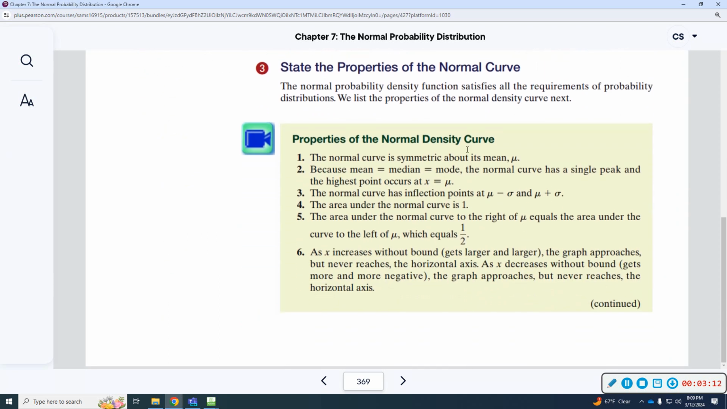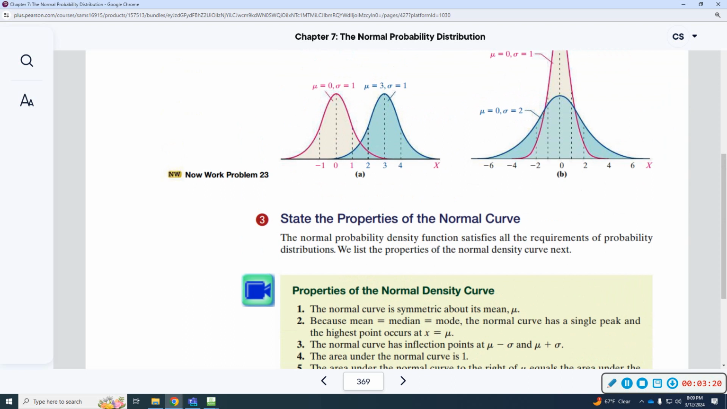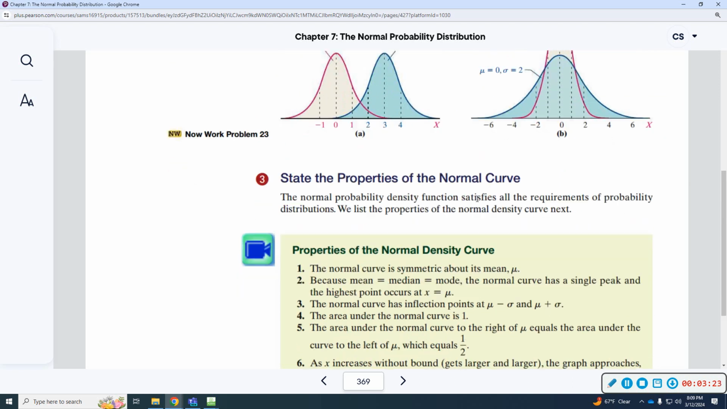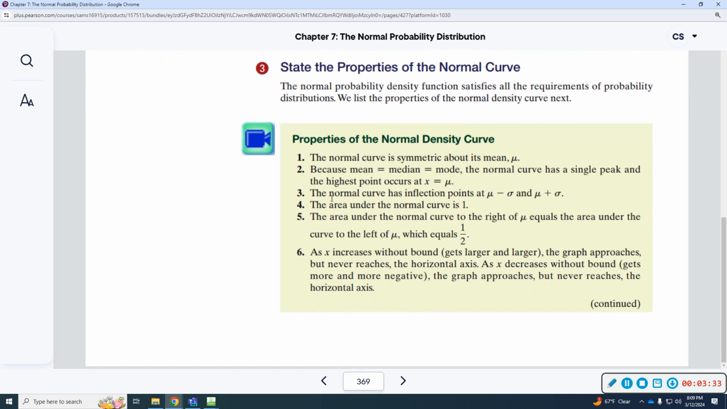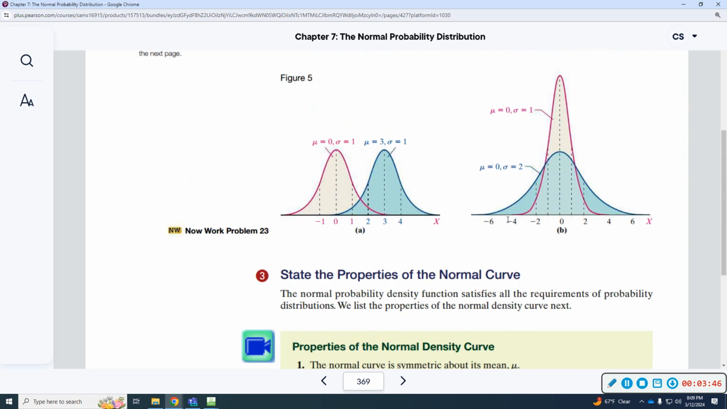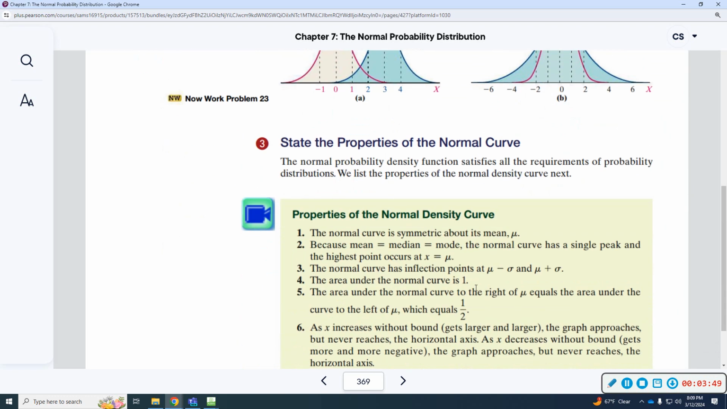So properties of the normal density curve, want to be familiar with these as well. So the normal curve is symmetric around the mean, which means half is to the left and half is to the right of the mean. Mean equals median equals mode. A normal curve has a single high point. The highest point occurs at the mean. The normal curve has inflection points at the mean minus sigma and plus sigma. Area under the curve is 1. Total area under the curve to the right equals area under the curve to the left, which is 1/2. So again, that's the symmetric property. Half is to the left, half is to the right.